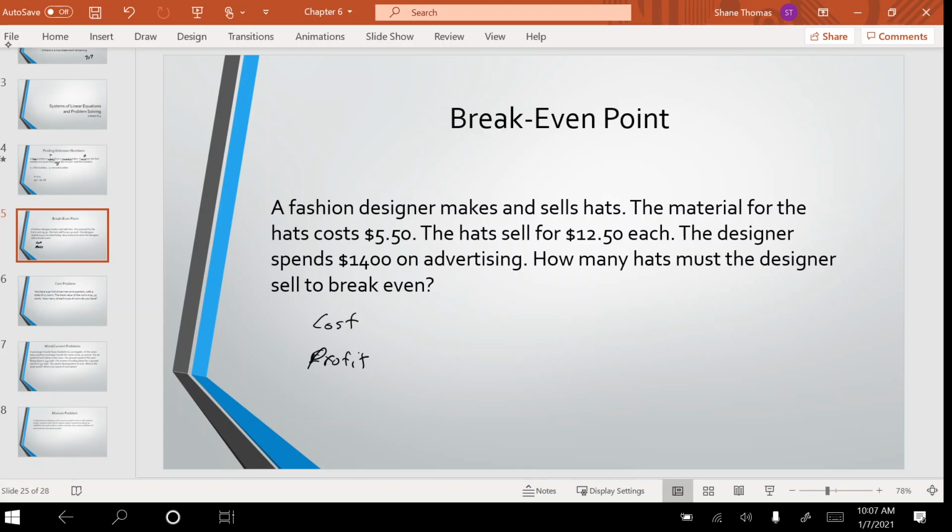Okay? So looking at this guy, a fashion designer makes and sells hats. The material for the hat costs $5.50. The hats sell for $12.50 each. The designer spends $1,400 on advertising. How many hats must the designer sell to break even?